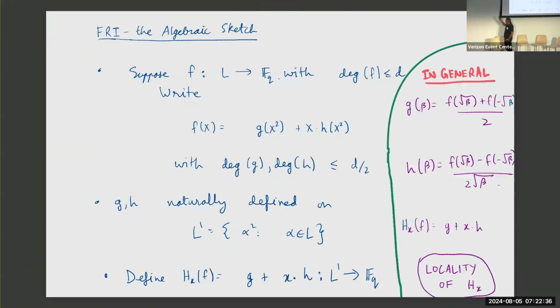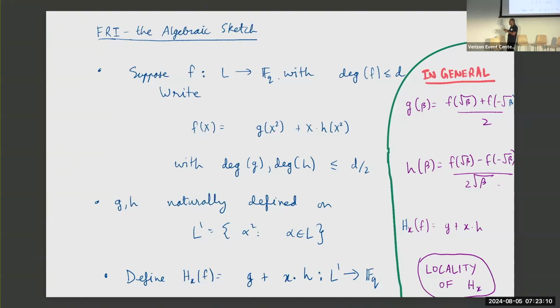And in general, this is how I defined it on polynomials of degree at most d. The exact version of this also works for all functions. This is the explicit formula for how to compute h_x of any given function f. You compute the odd part and the even part, g and h, and you take a random linear combination. And the locality is already baked in, because you can see that g depends only on the values of f on, say, square root beta and minus square root beta.